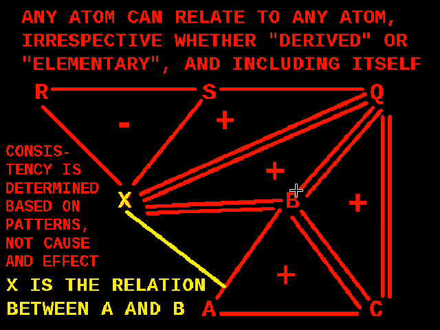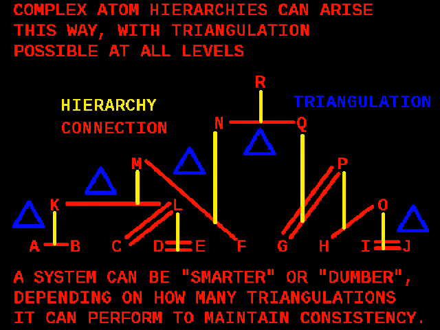And you're having here, for instance, a logical triangle of A, B, and C. However, at the same time, the atom X signifies the relation between A and B. And the atom X can itself be related to further atoms like R, S, Q, and it can itself cause logical triangulations by its correlations to other atoms. So you can have rather complex constructs by looking at the relations themselves as atoms. And indeed, complex atom hierarchies can arise this way, and triangulation is possible at any level.